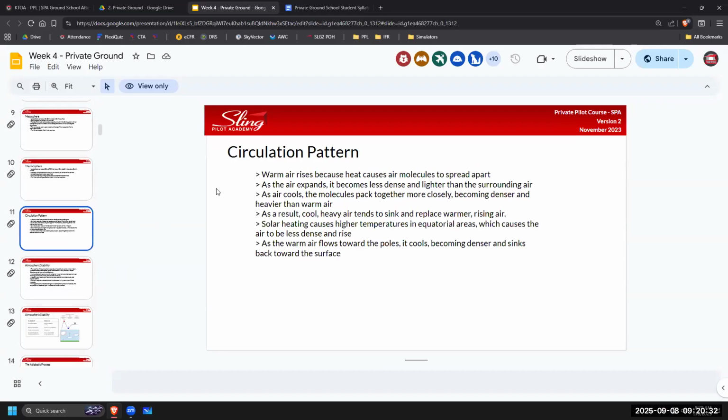All right. Okay, here's the meat of what we're talking about today: circulation patterns around the Earth. When we're talking about heat exchange as the cause of all weather, the heat exchange is causing circulation patterns around the Earth. So we'll start with warm air rises, right? Because the heat causes the air molecules to spread.